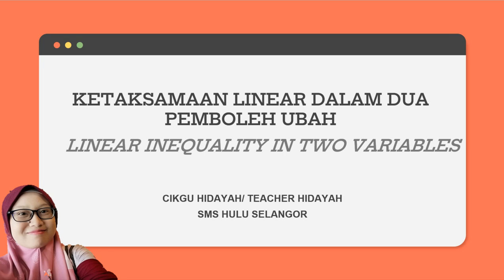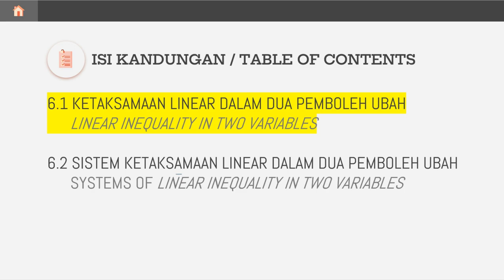Will teach you about chapter 6 form 4 KSSM, which is linear inequality in two variables. There are two subtopics that we will cover for the whole topic. The first one we'll learn about 6.1, which is linear inequality in two variables, and next part we'll cover 6.2. So this part only we will cover 6.1, right?